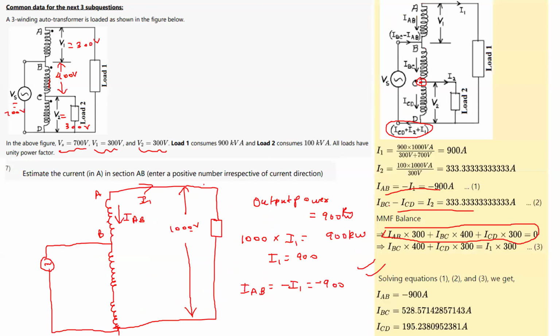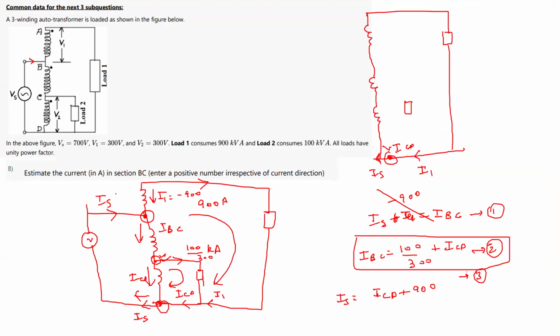So what you can do is write the MMF balance. You write the number of turns into the current here, the number of turns into the current here. The number of turns is the same as the voltage rating. That is why you see IAB into 300 plus IBC into 400, because this is the 400 voltage, plus ICD into 300. This is how you write. If you write like this, you will have a smaller number of equations, and you can easily solve for the current in all the branches.